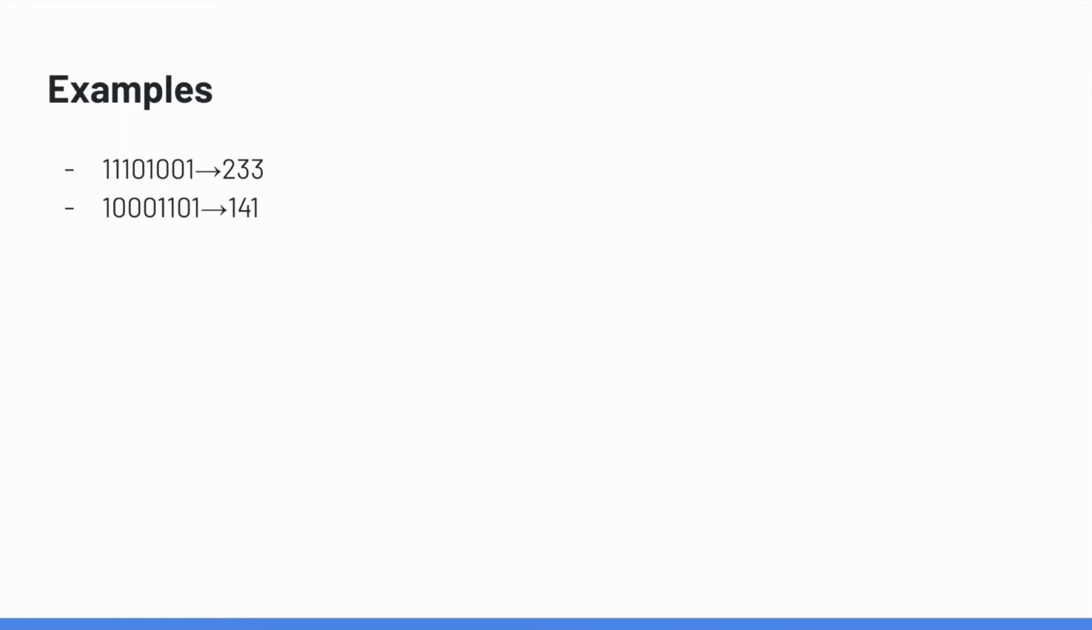Okay, so the first example we're going to look at is how to convert this binary number to denary. Right now we're just focusing on converting binary numbers to denary numbers, right? So we're going to have 1, 1, 1, 0, 1, 0, 0, 1.